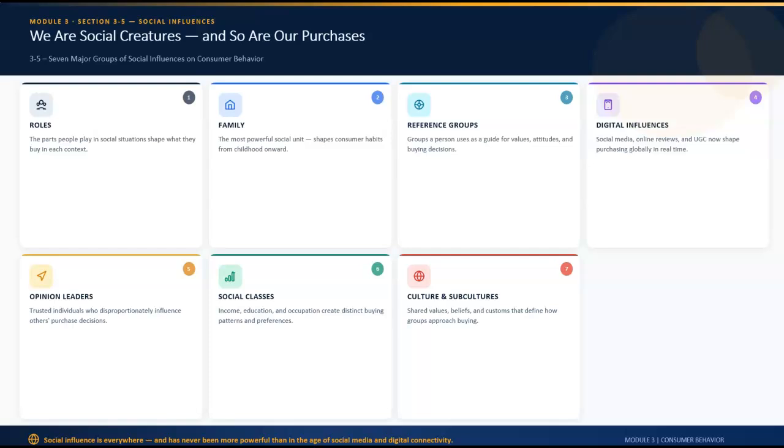Digital influences, social media, online reviews, and UGC now shape purchasing globally in real time. Opinion leaders, trusted individuals who disproportionately influence others' purchase decisions. Social classes, income, education, and occupation create distinct buying patterns and preferences. Culture and subcultures, shared values, beliefs, and customs that define how groups approach buying. Social influence is everywhere and has never been more powerful than in the age of social media and digital connectivity.